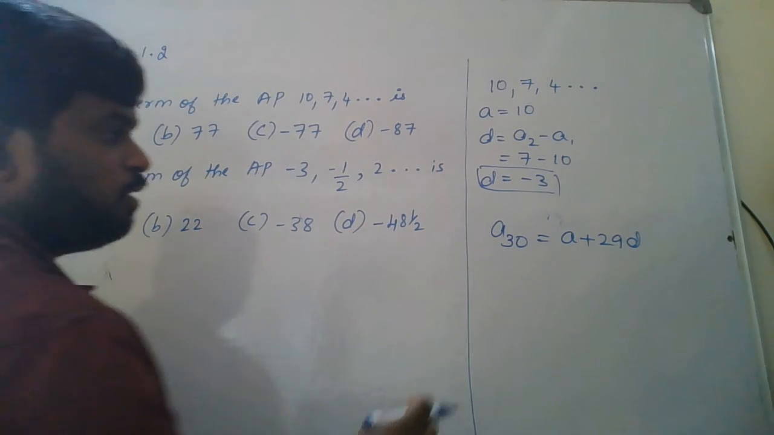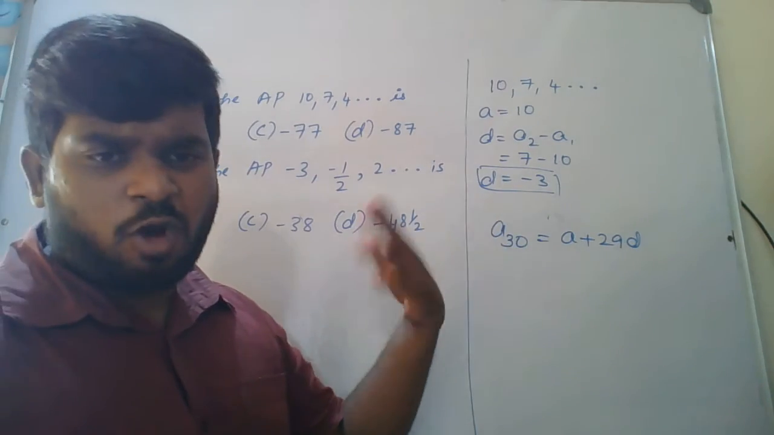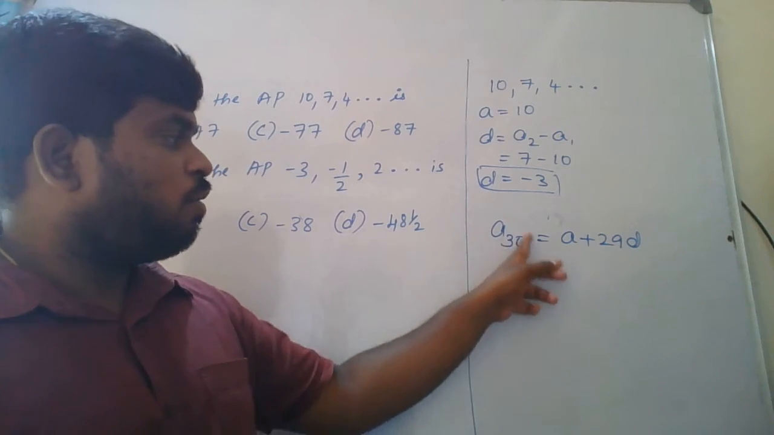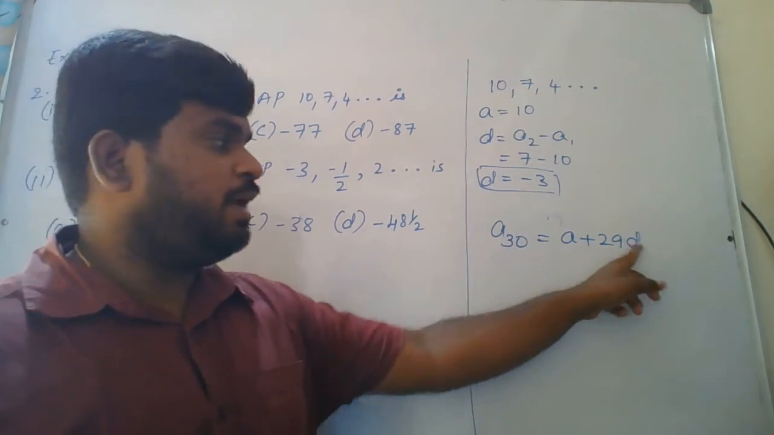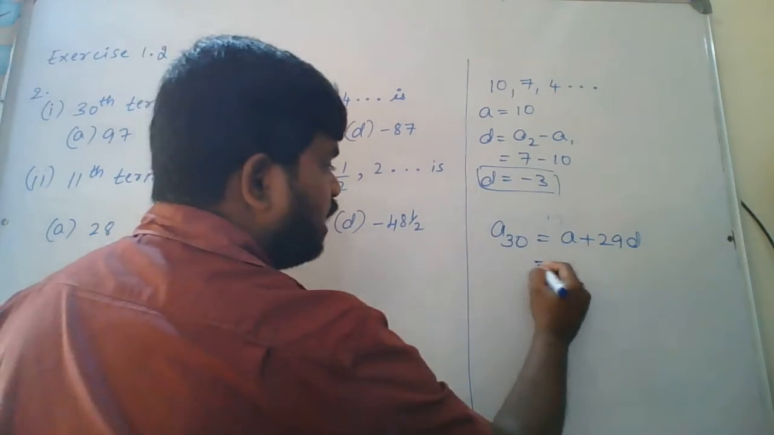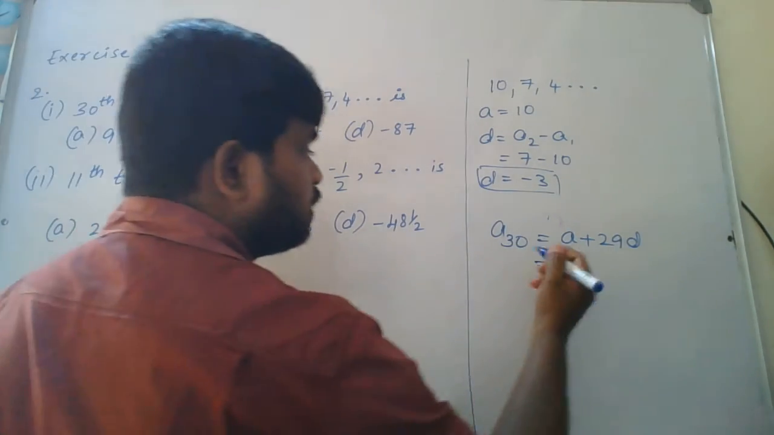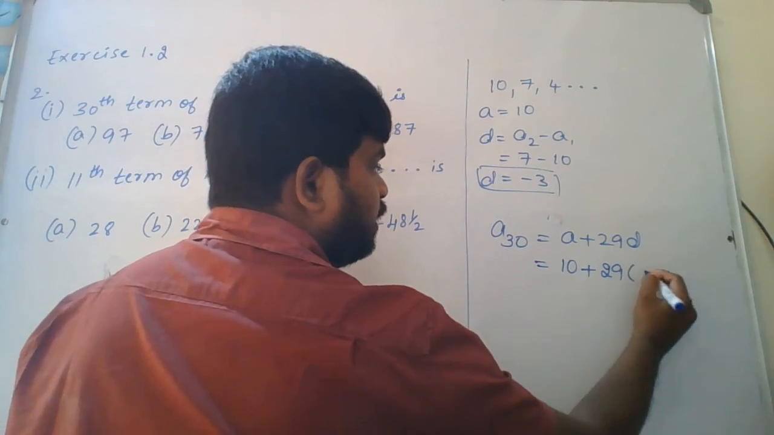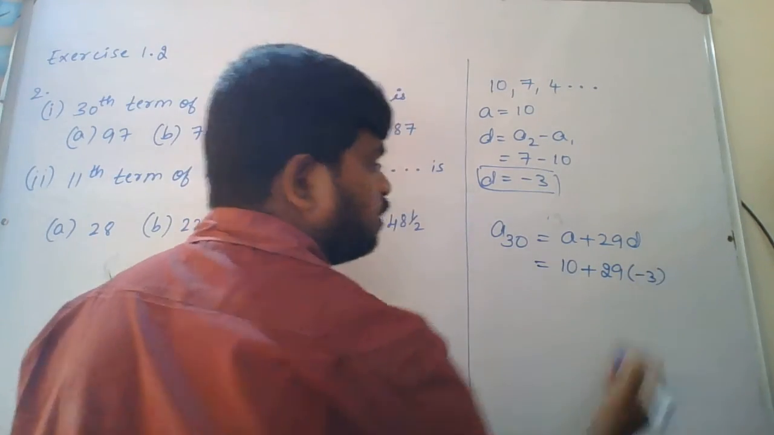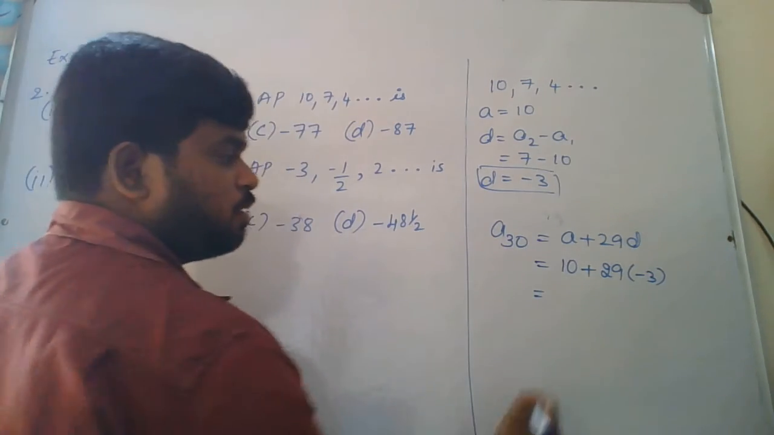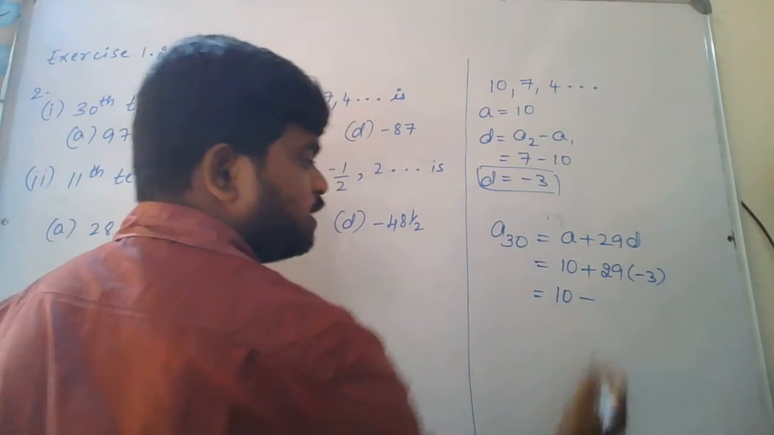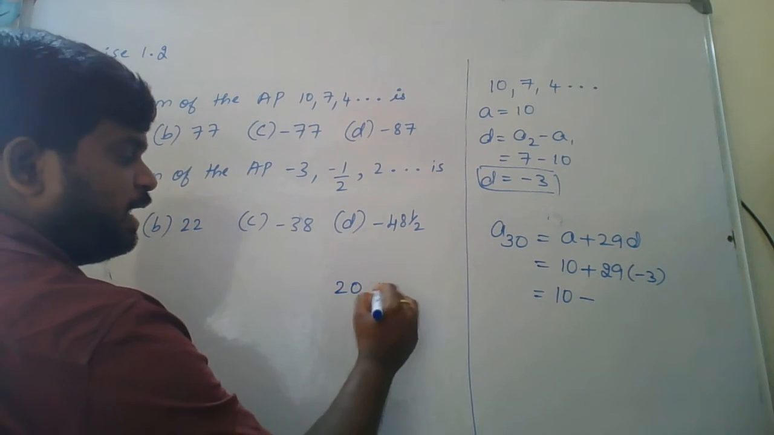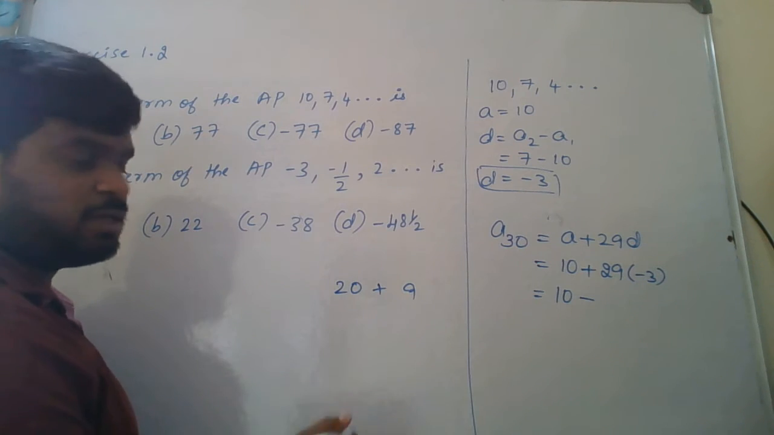Now here, it's very simple. For all the terms except the first term, you will have A plus, whatever the position is, one less, times D: 29D. So here the value of A is 10 plus 29 into D, which is -3. So it becomes 10 plus 29 into minus 3. See this 29 times 3: you can split the 29 as 20 and 9.